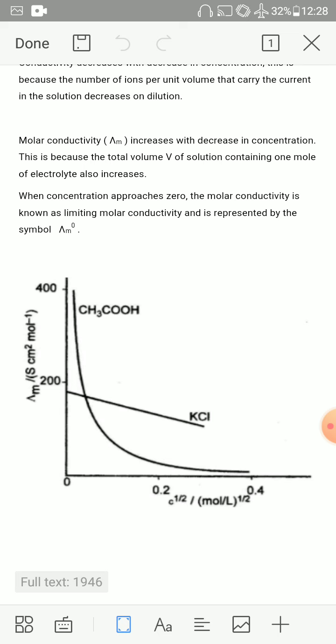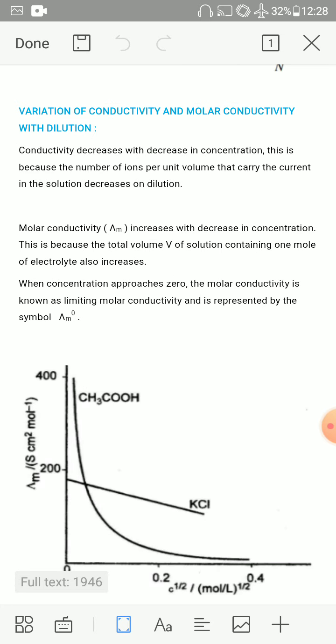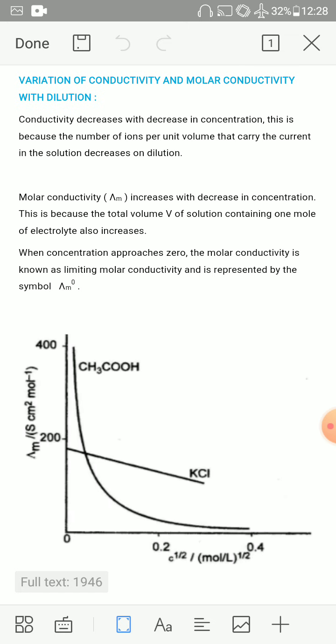On going from right to left along the concentration axis, towards zero, if you decrease the concentration of the solution, molar conductivity increases for both strong electrolytes and weak electrolytes. Okay, you have to remember the effect of dilution on conductivity and molar conductivity, and you have to explain it with this graph. Okay, thank you.